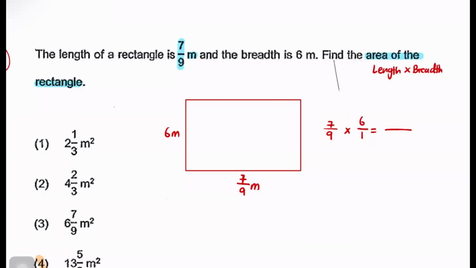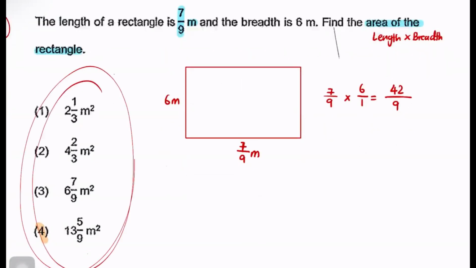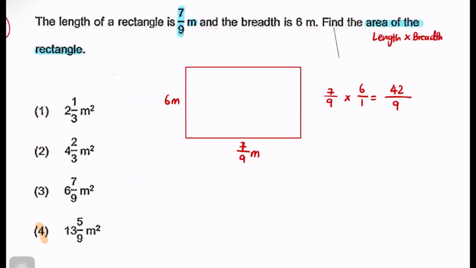Now, 9 times 1 is 9, so the denominator is still 9. What about 7 times 6? 42. Very good. So it is 42/9. But there is no answer that is 42/9, correct? Why? Because 42/9 is what we call an improper fraction, because the numerator is bigger than the denominator. There are whole numbers hidden inside this improper fraction. We need to take them out.